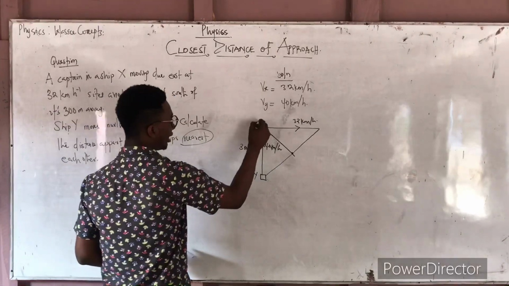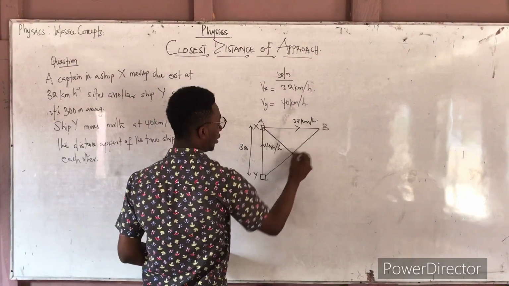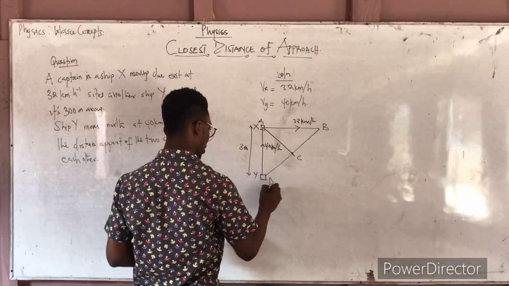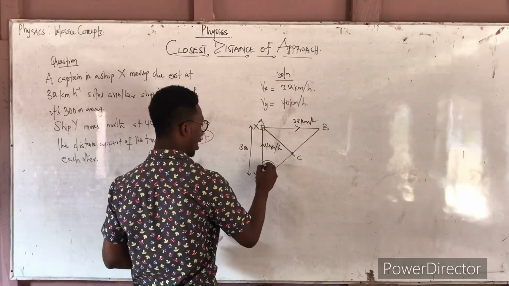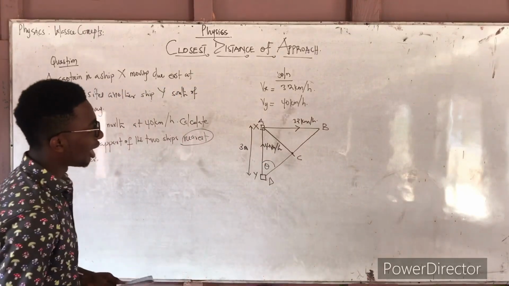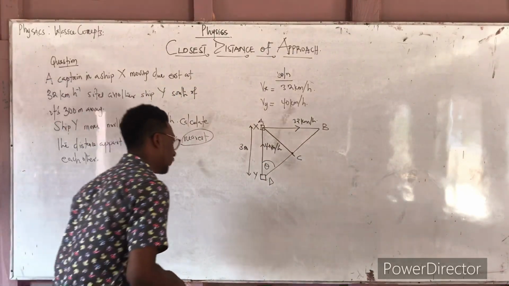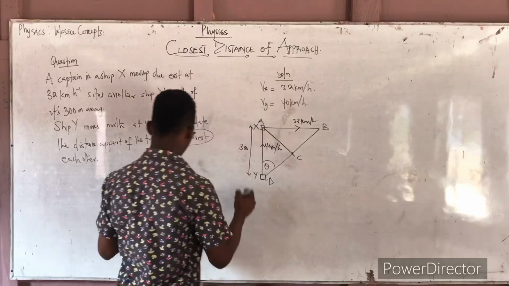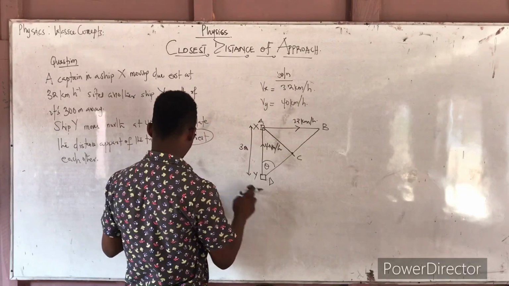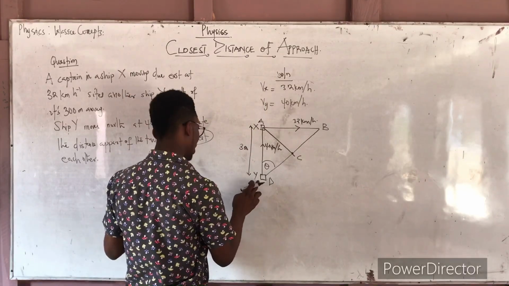So let's label it. Let's say here is A, B, C, and D. So let's put an angle here as theta, and an angle there as theta. With that, we can easily find AC. But before that, you have to find the angle theta first.